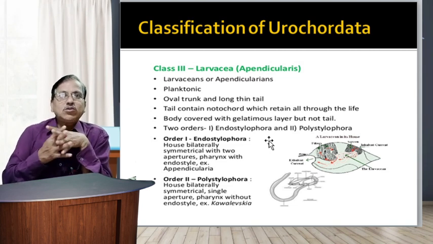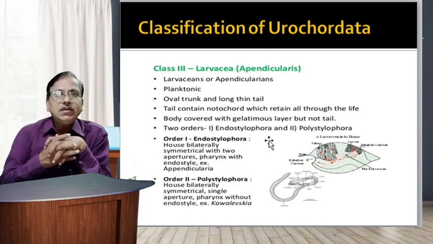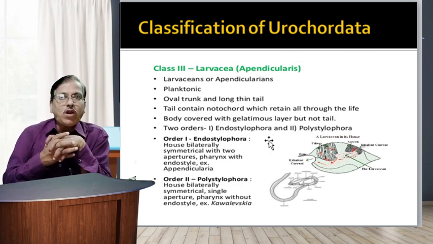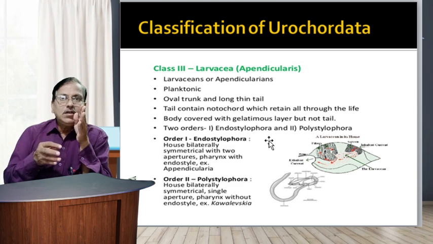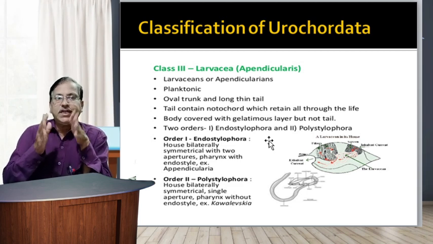Appendicularia is an example, and Oikopleura, Endostylophora. In order Phlebobranchia, it is also an extinct form of these animals of the Urochordates.